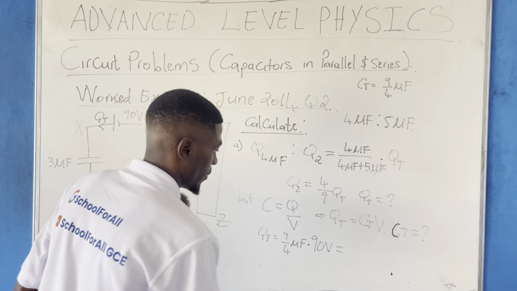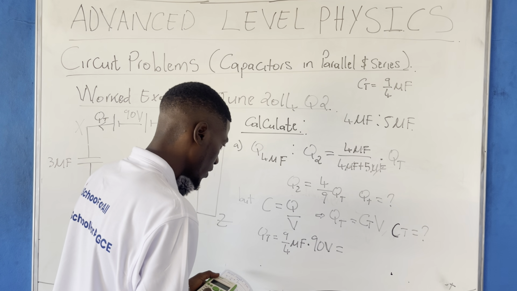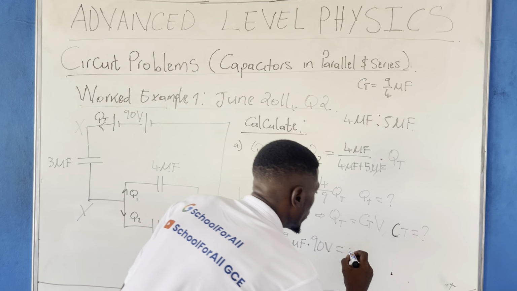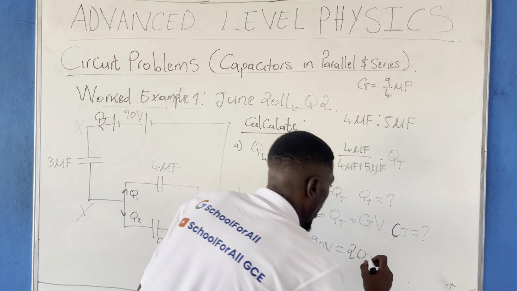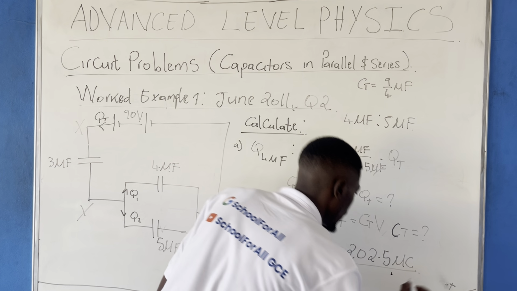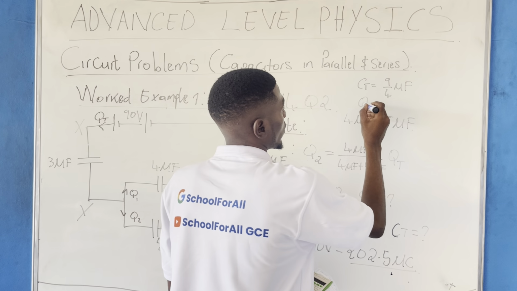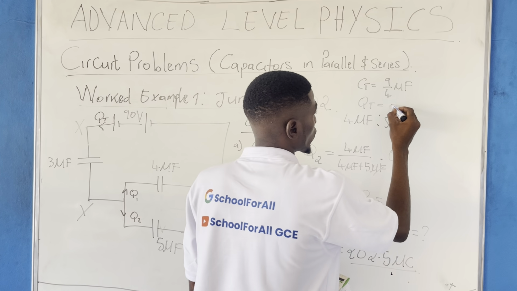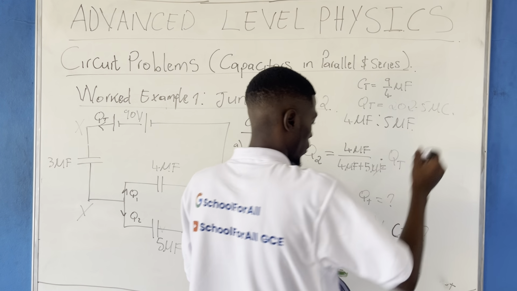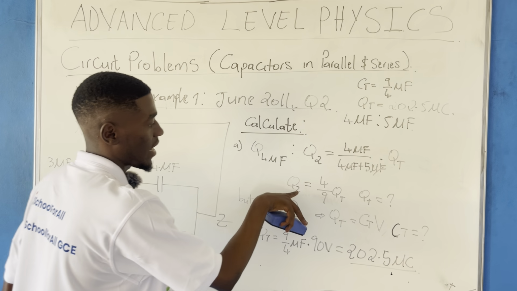So after dividing, I will have 9 divided by 4 times 90, which will give us 202.5 microcoulombs. So that is it. That's my Q total. Let me put it here. So Q total is simply equal to 202.5 microcoulombs. So with my value of Q total now, I can finally find Q2.